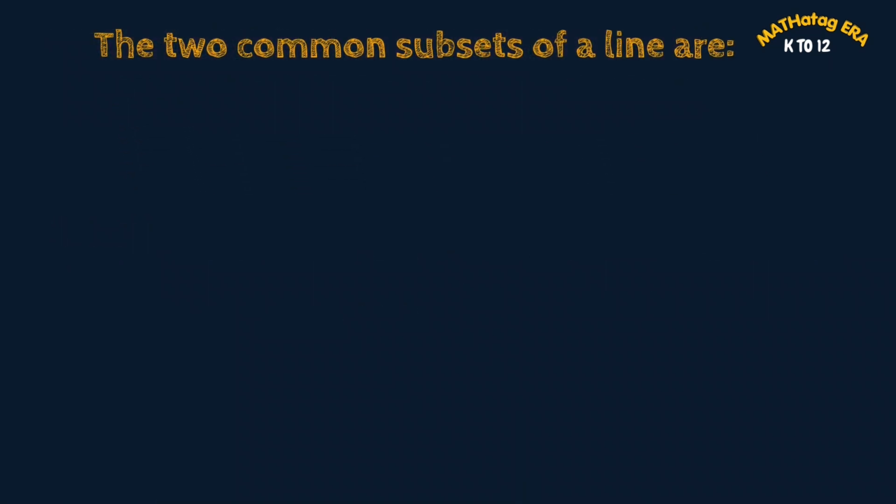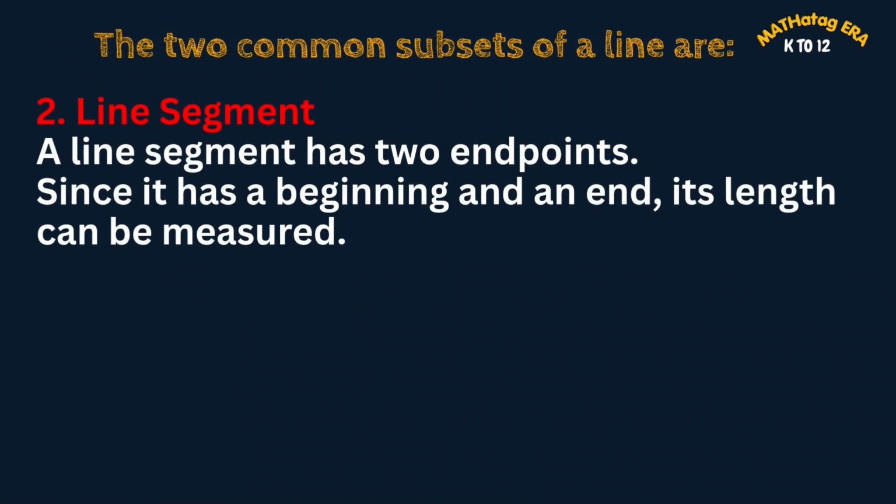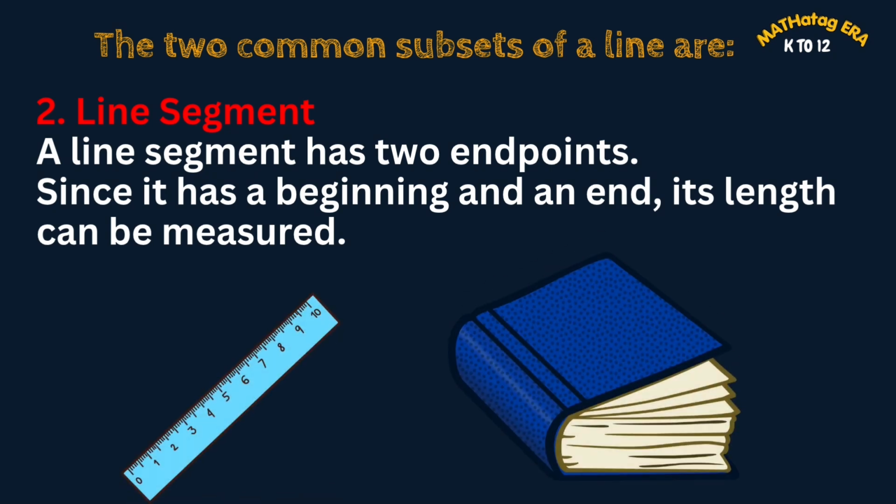Next, a line segment has two endpoints. Since it has a beginning and an end, its length can be measured. Example, yung edge ng ruler. Meron siyang two endpoints. It represents a line segment dahil meron siyang definite length. Next is a side of a book. The straight edge between two corners forms a line segment.